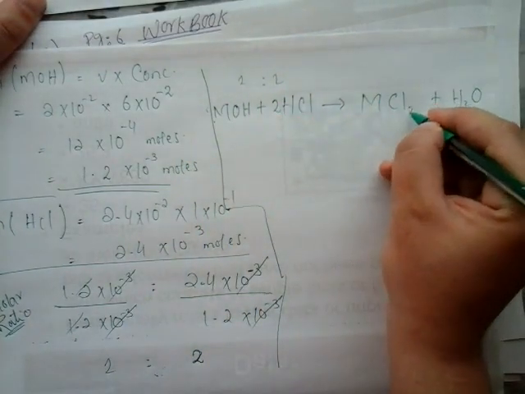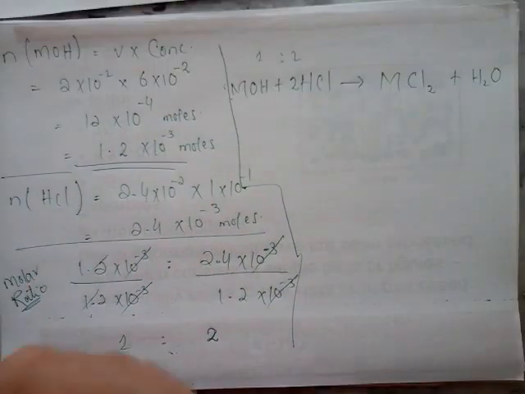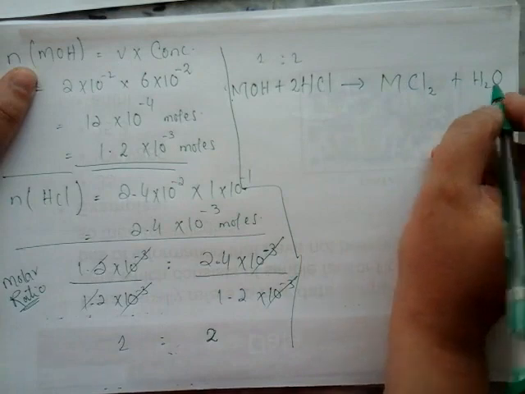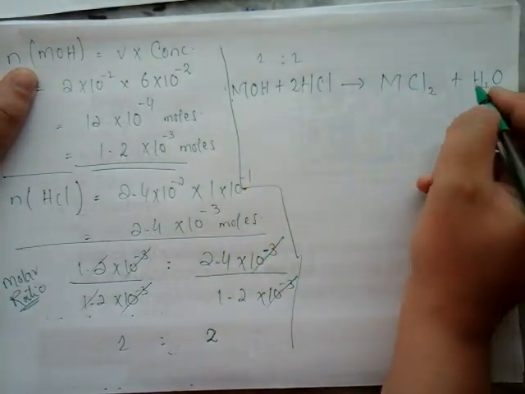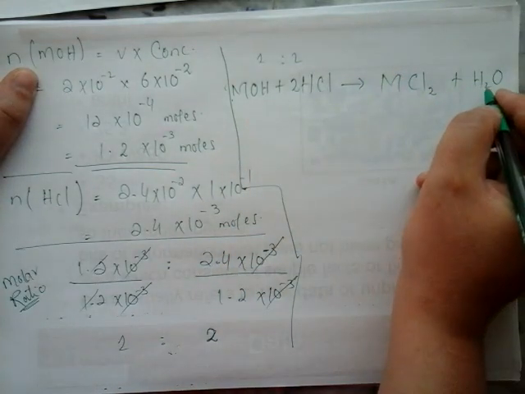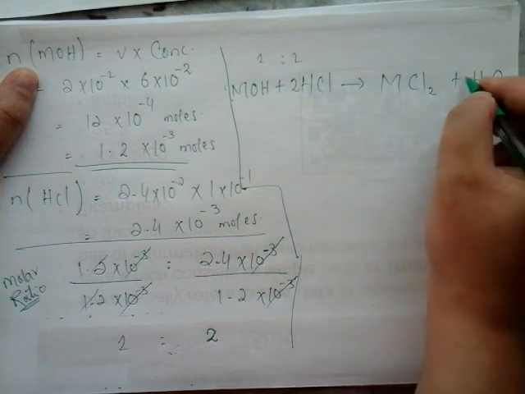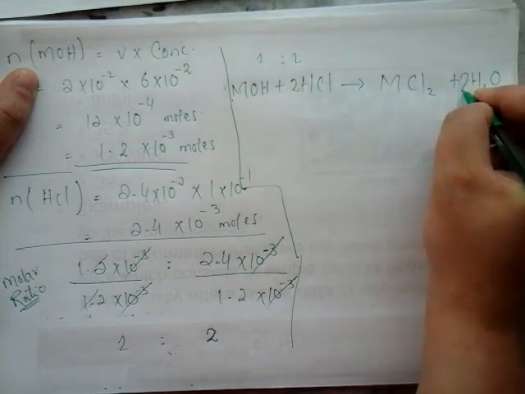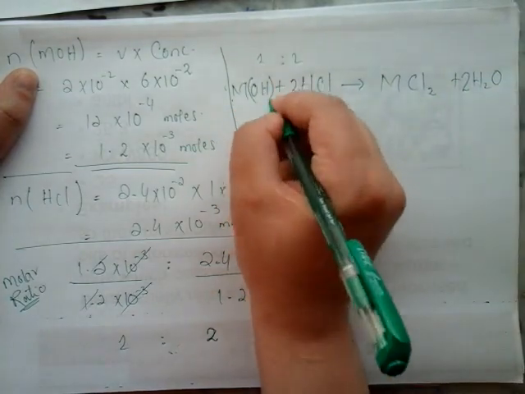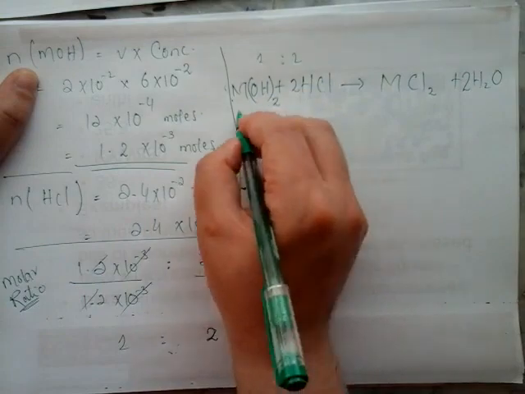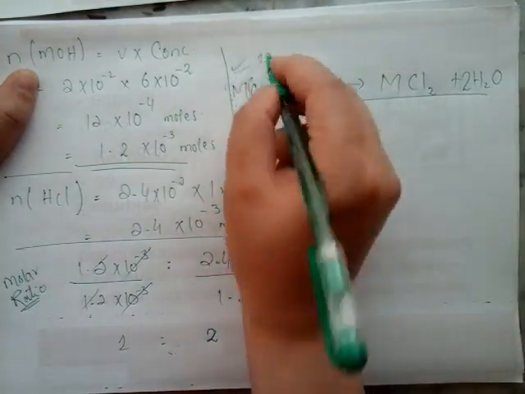So here chlorine is 2, so 2 over here, and in this case 2 hydrogen and 1 oxygen. So there are how many hydrogen? 2. But okay, so in order to balance the equation, I will write 2 with this, and this equation becomes like this. Okay, so this is the stoichiometry, and we have balanced the equation.